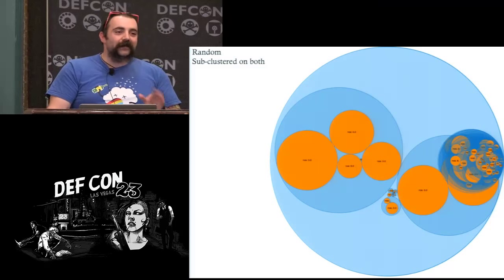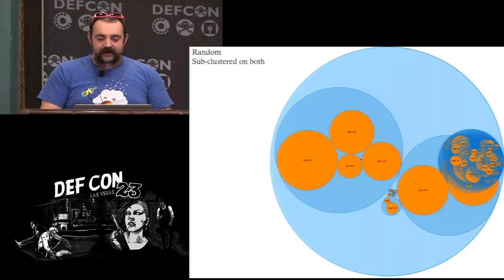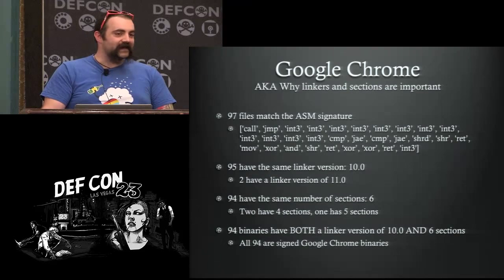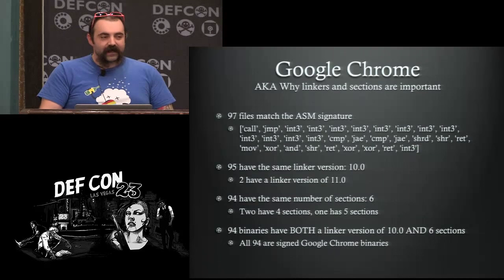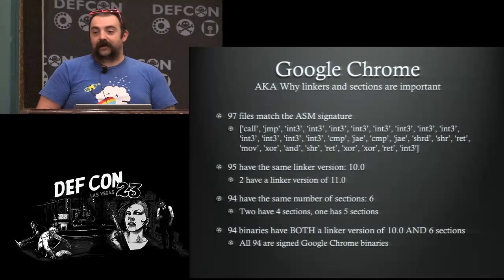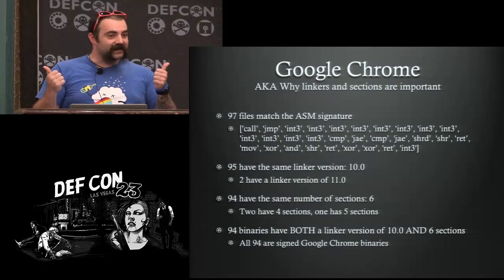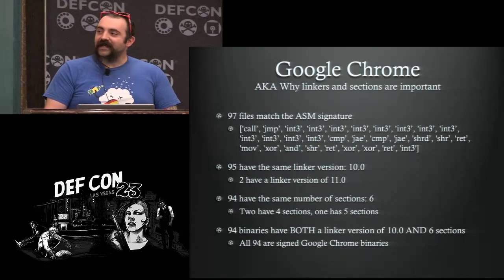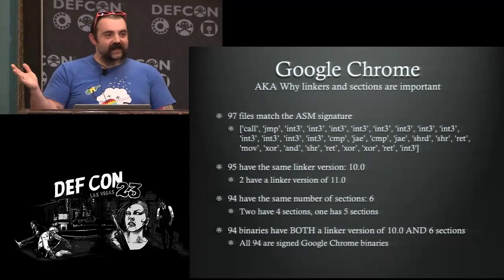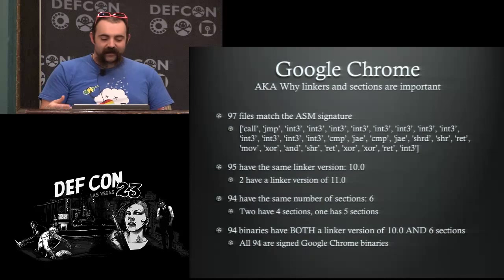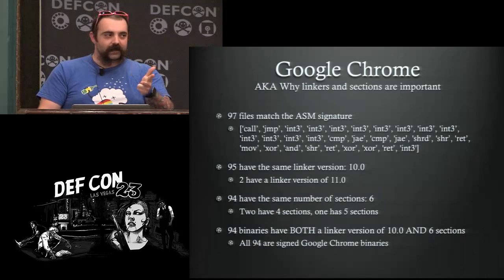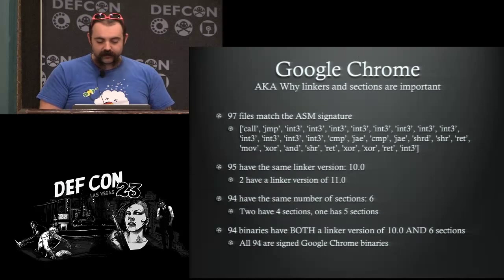There were a couple really cool things, though, that popped out of this relatively large data set, like Google Chrome. There were 97 Google Chrome instances, hashes, in this 411,000, and they all matched the same signature. They all had the same assembly mnemonic string. So they're very consistent with their builds at Google. If anybody's in the room from Google, thanks. Appreciate that. They're very consistent with what linkers they use. Out of the 97, the take home is 94 of those 97 have matching linker versions, matching number of sections, and assembly mnemonics within 90%, this 0.9 distance. So that was kind of cool.